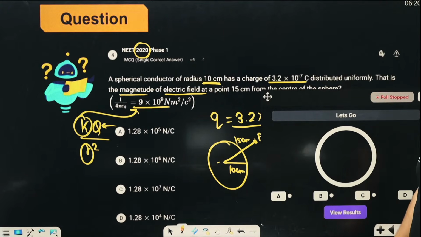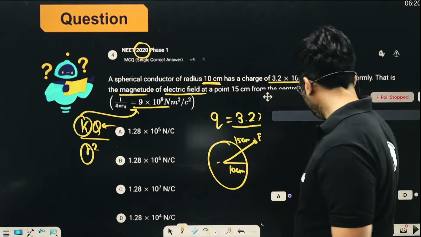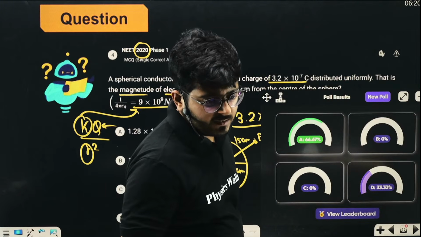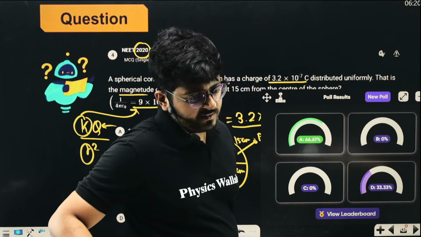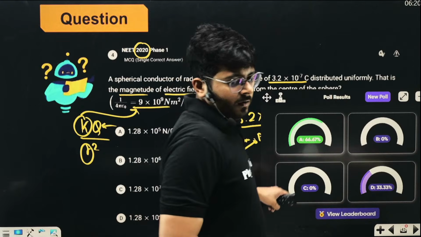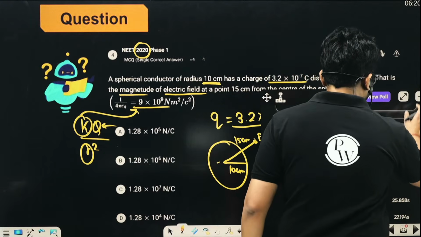Okay. So over here, very good, right? So Chandu is giving the right answer, Ayushi is giving the right answer, Ananya is giving the right answer. Very good.